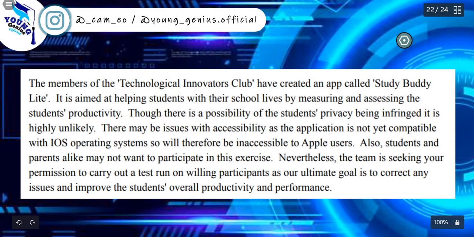So yeah. Study Buddy Lite, name, what is it? Its aim, right? And the possibility of it not being available for iOS operating system users or Apple users, and nevertheless, that's my turning point right there.